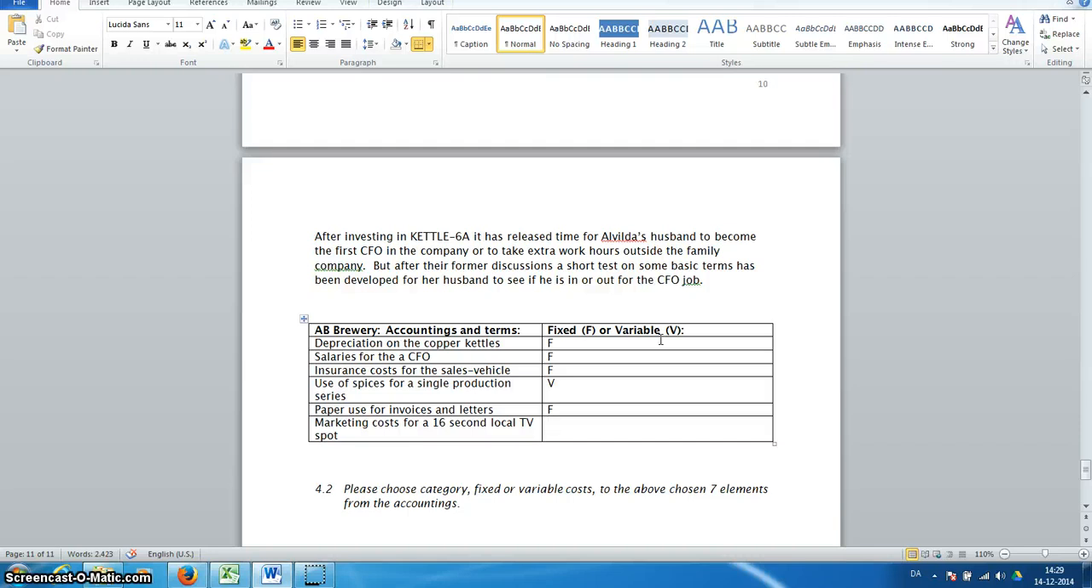The next, marketing cost for a 16-second local TV spot. That's a fixed cost as well. And in terms of this question about paper use, well, usually if it's only for invoices, then we could say that would probably be a variable cost. But if it's for letters in general, there's no way of knowing whether it would be a variable cost. So let's just say that it is fixed. And that's basically it. That's the last exercise in this exam paper.